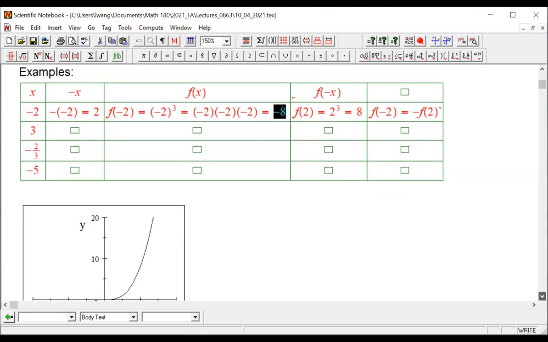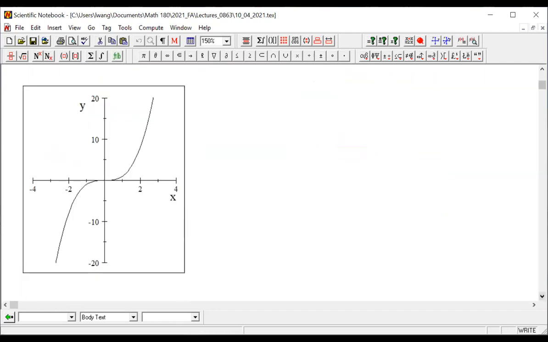Graphically, what it means on the graph. This is the input negative 2. The opposite is 2, a horizontal measurement from the same point of reference. The output for negative 2 is this guy, and the output for 2 is this guy. They are opposite.